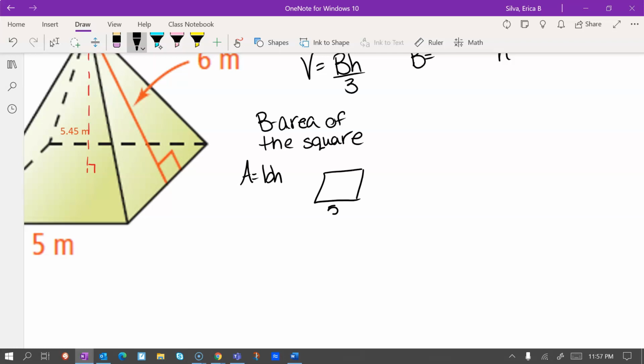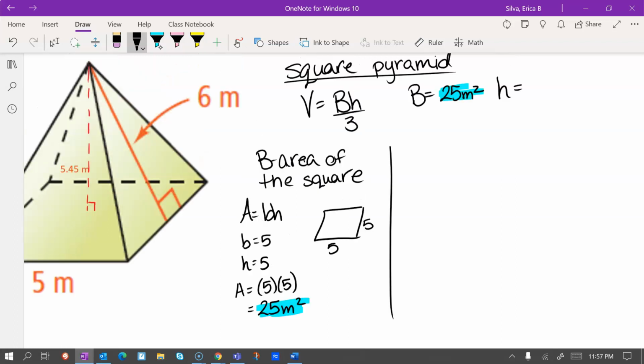Redraw that base. This is 5, and because it's a square, we know that all sides are 5. So my base is 5, and my height is also 5. So we plug it in, 5 times 5, and we get 25 meters squared. And now to find my height, we go from the vertex, and it's perpendicular to the base. So our height is 5.45 meters.